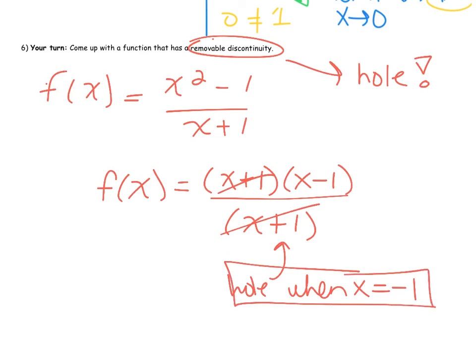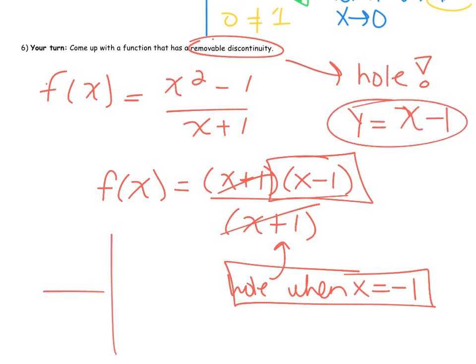So if I were to now sketch this, and now this is my remaining function, y equals x minus 1, that's what I'm going to graph. So I'm going to graph y equals x minus 1. So here we go, up 1 over 1. There's my graph. But now wait, there is a hole when x equals negative 1. So when I come over to negative 1 here, this should have a hole.